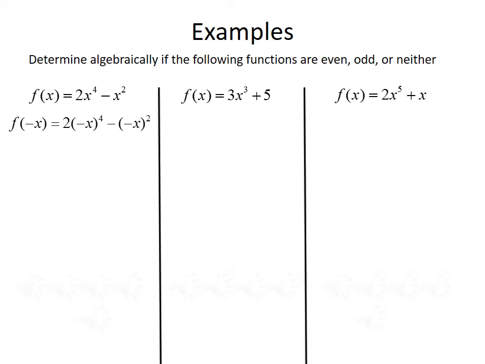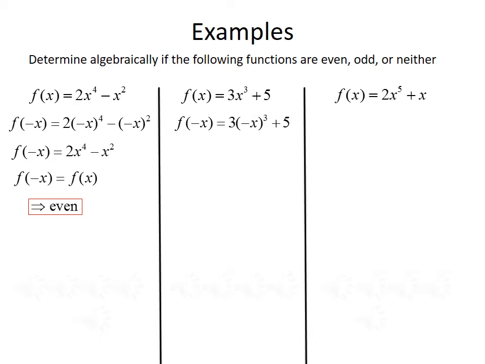So we have f of minus x equals 2 times minus x to the fourth minus a negative x squared. If we simplify that, negative x to the fourth is just x to the fourth, and negative x squared is x squared. So f of minus x is equal to 2x to the fourth minus x squared, which is the same as the f of x that we started with. So this function is even.